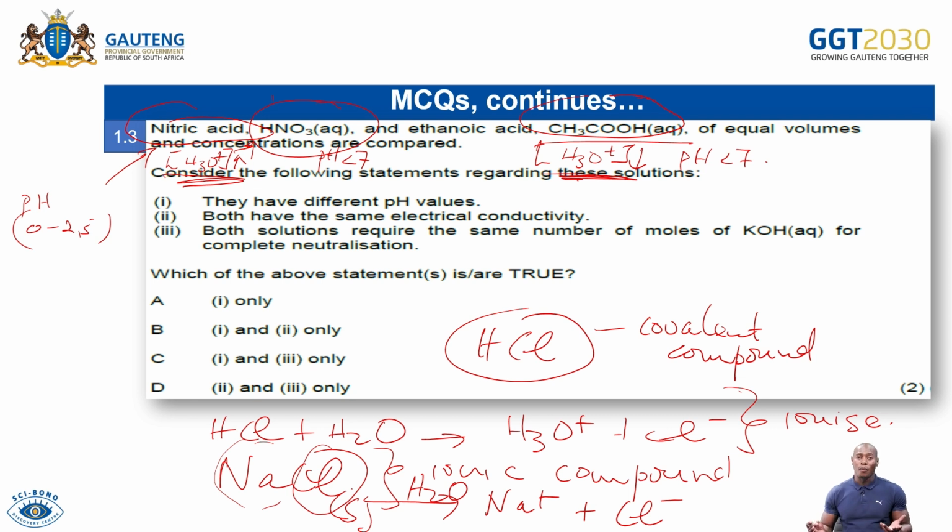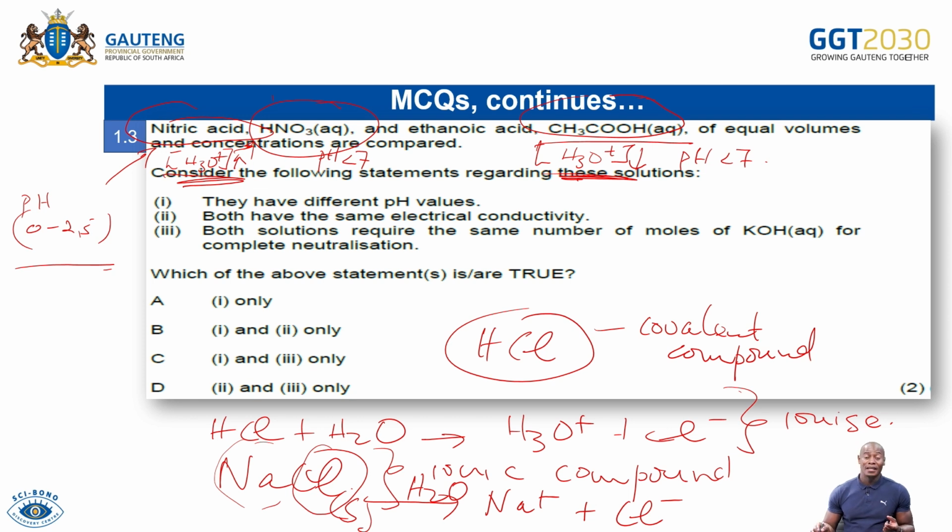Then pH for both, we're expecting it to be less than 7, but it cannot be equal. Why am I saying it? The pH values cannot be equal. Remember, it is a weak acid versus a strong acid. So with a strong acid, there is a high concentration of hydronium ions. We're expecting the pH to be very low. Hence, I said between 0 and 2.5, right?